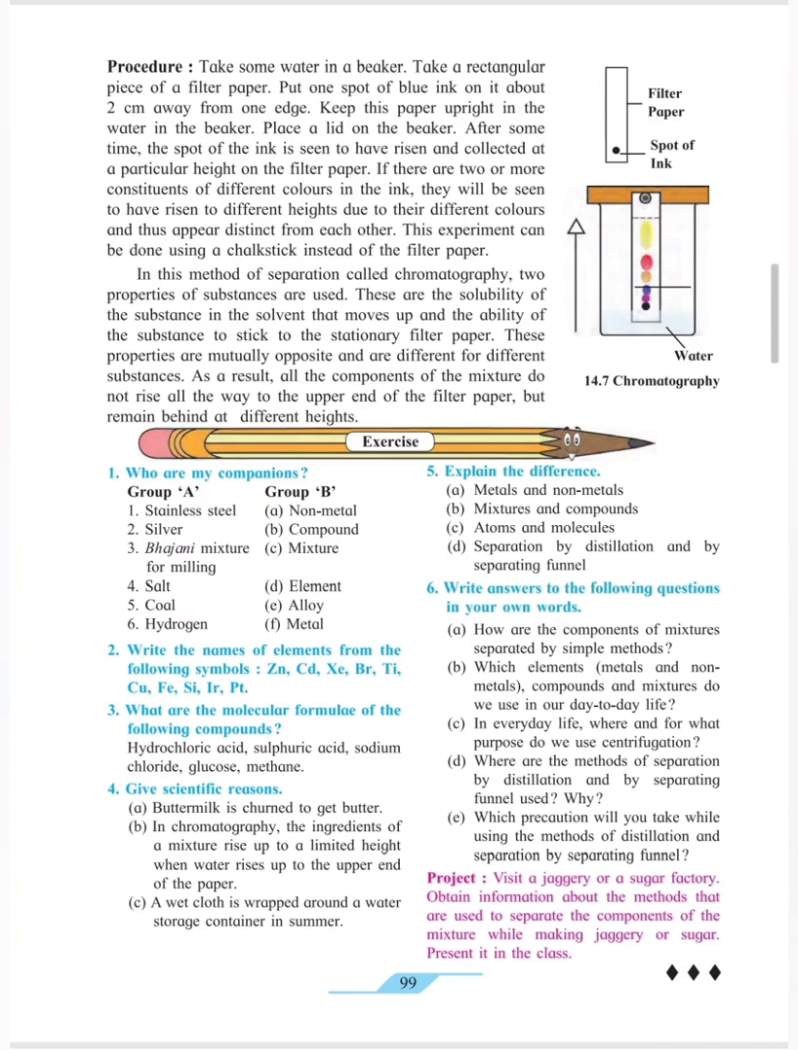As the ink contains different types of substances, whichever substance from the drop of ink is more soluble will rise upwards along the filter paper faster, and whichever is less soluble will remain at a certain height. With this method, we obtain the different colors, that is, the different substances get separated from a single drop of ink.